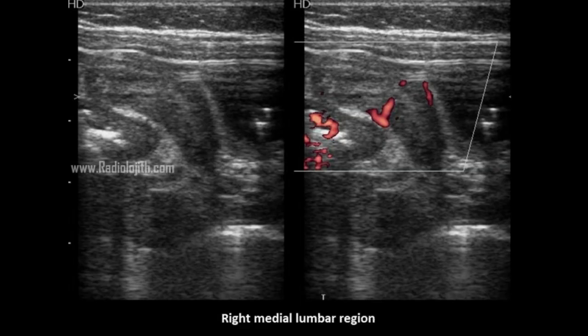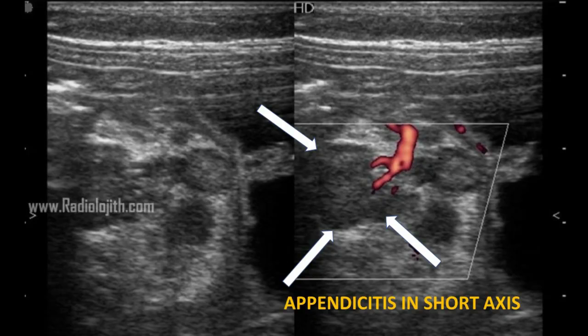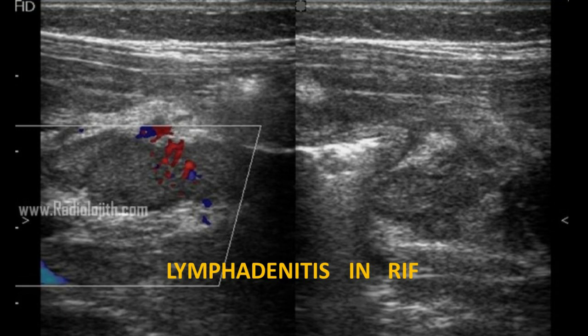There is a long, non-compressible, non-peristaltic, tender tubular lesion of 7 mm in thickness, seen in the right medial lumbar region with significant hyperechoic thickening around it. Few dilated bowel loops are observed near this lesion with significant mesenteric lymphadenitis. No major fluid collection is detected. Rest of the abdomen, liver, spleen and kidneys appeared unremarkable.